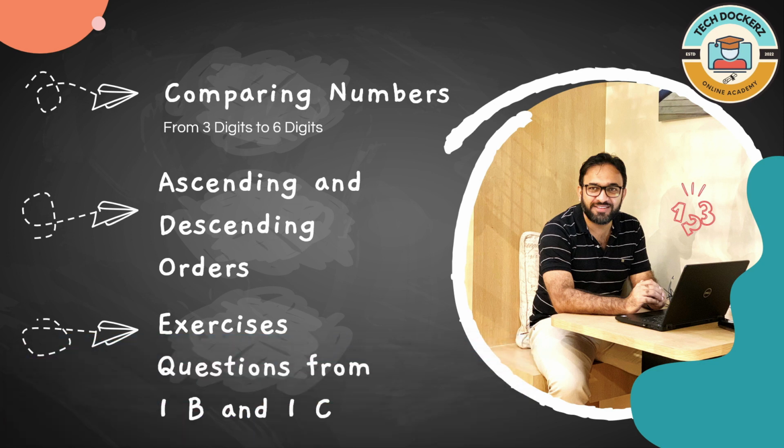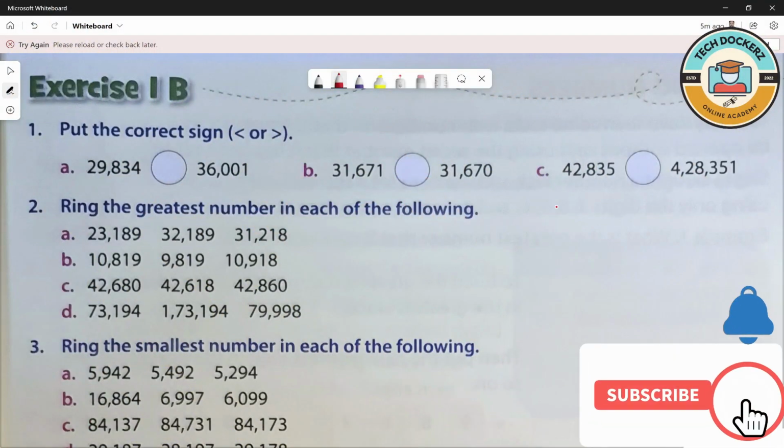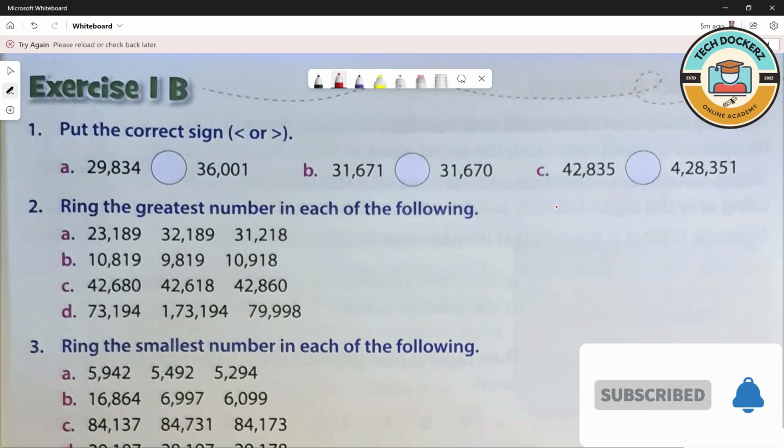If you didn't watch my previous video, it is requested to watch it first to have more understanding of comparing numbers, ascending and descending orders. Exercise number 1b. Question number 1. Put the correct sign, which is greater than or less than sign. Question number 2 is ring the greatest number in each of the following. Question number 3 is ring the smallest number in each of the following.